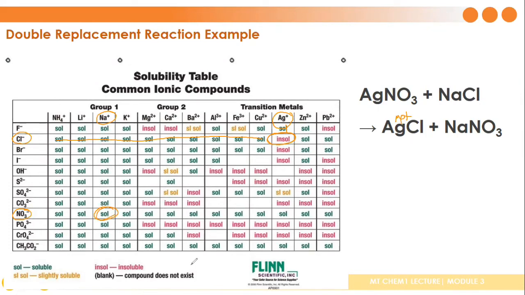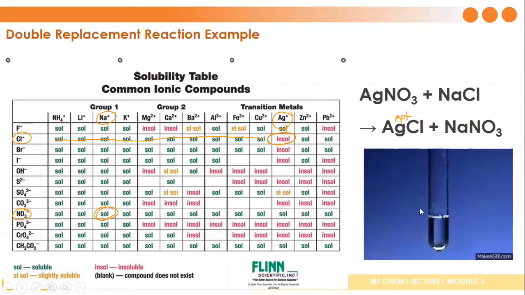Okay, let's take a look at the picture of the products. As you can see, upon dropping our silver nitrate, it produced a white cloudy precipitate, which is our silver chloride.